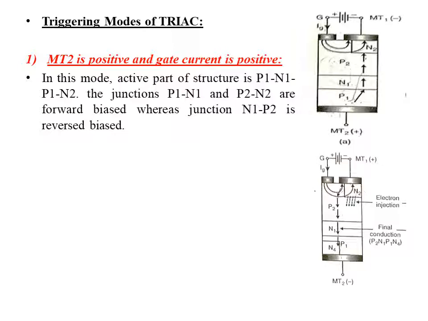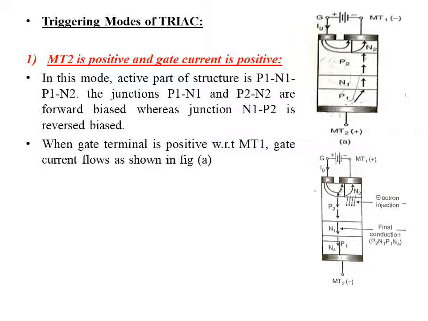So just see figure A on the right hand side of the screen. In this mode, when MT2 is positive and gate current is positive, the part of the structure that is active is P1 N1, P2 N2. The junctions P1 N1 and P2 N2 are forward biased, whereas junction N1 P2 is reverse biased. When the gate terminal is positive with respect to MT1, the gate current flows as shown in figure A on the right hand side.